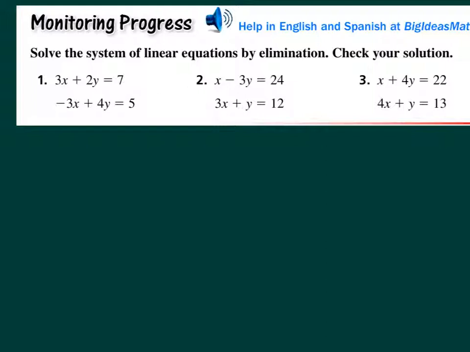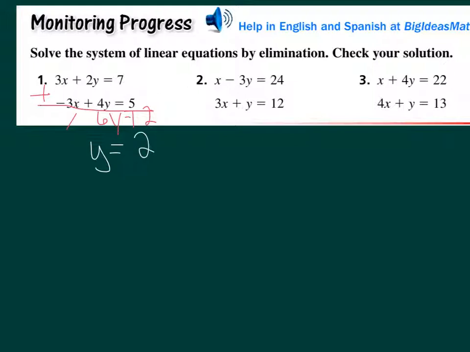Number one, this is going to be pretty straightforward, so I'm just going to actually work it out right up here. I'm going to add them together because the 3's are the same coefficient. When I add, the x's go away. 2 plus 4 is 6y. 7 plus 5 is 12. So I have 6y equals 12, and I get my answer for y is equal to 2.